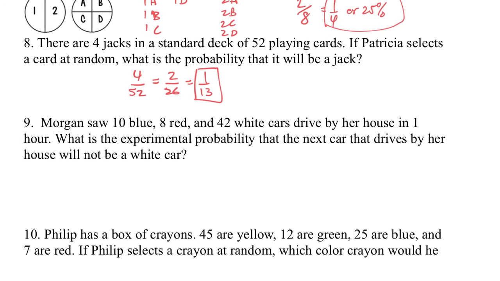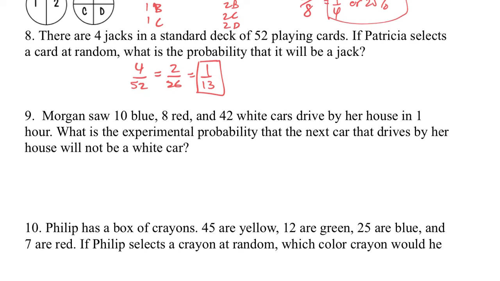Morgan saw 10 blue, 8 red, and 42 white cars drive by her house in 1 hour. What's her experimental probability the next car will not be a white car? Well, how many drove through? 10 plus 8 plus 42. That's 18 plus 42. That's 60.